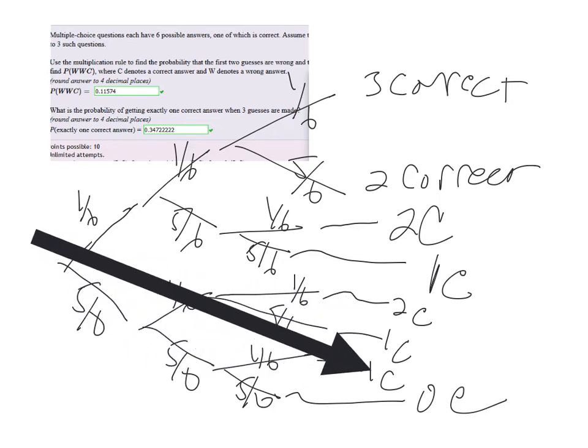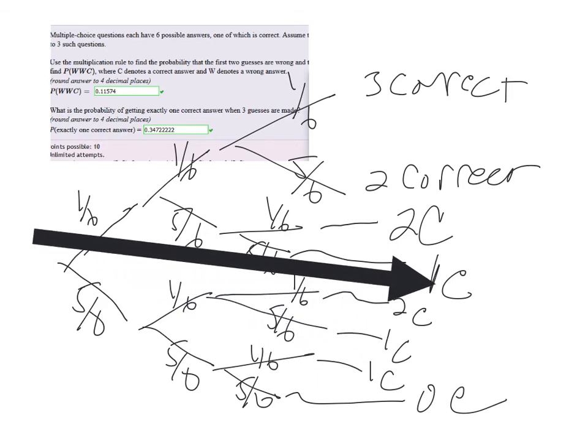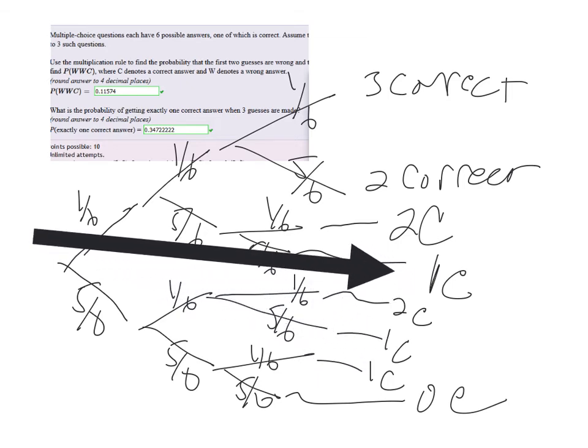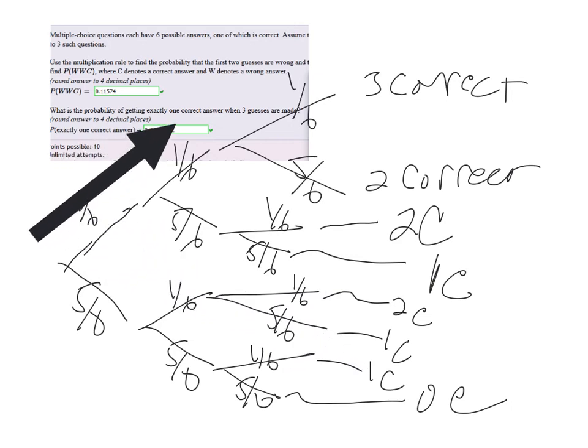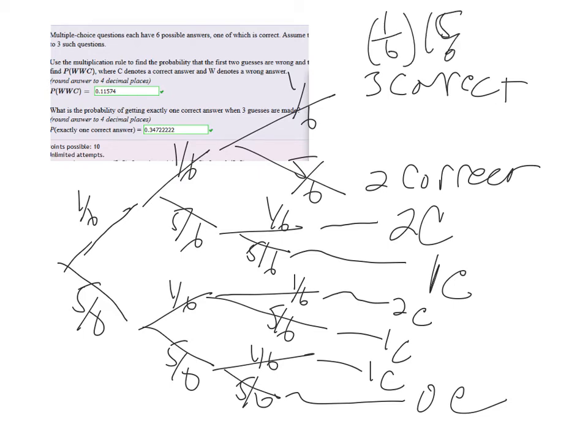So what I'm seeing is 3 paths that give me what I want, 1 correct answer. So I'm only looking at getting 1 correct answer. So isn't that the same thing as saying 1 out of 6 times 5 out of 6 squared times 3? So that's exactly what I did, and that's how I came up with that answer.